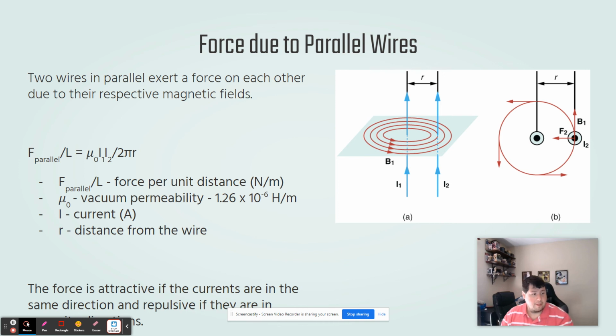To calculate the force per unit distance, F parallel over L, that's going to be mu naught, the same number that we just saw, times I1 and I2, which are the currents of each of the two wires, and then divided by 2 pi r, where r is the distance between the two wires. So very, very similar equation there. And then you can memorize that the force is attractive if the currents are in the same direction, and repulsive if they are in opposite directions.